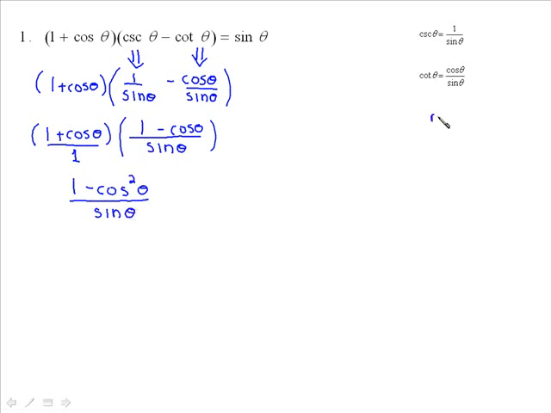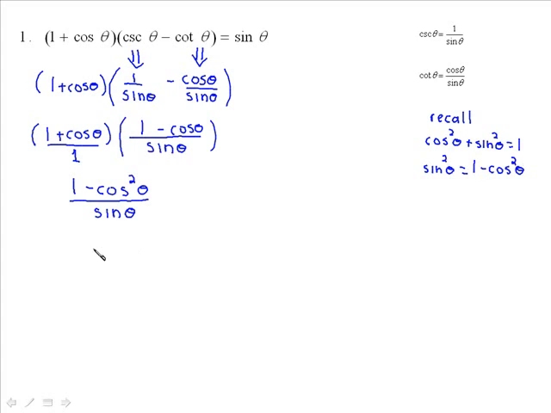And then all you need to do is recall, or take a look at your formula sheet, that since cos squared theta plus sine squared theta is equal to 1, with a little manipulation, we could express sine squared theta in terms of cos squared. So sine squared is 1 minus cos squared theta.